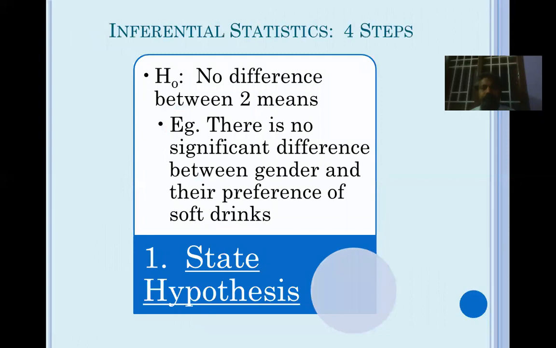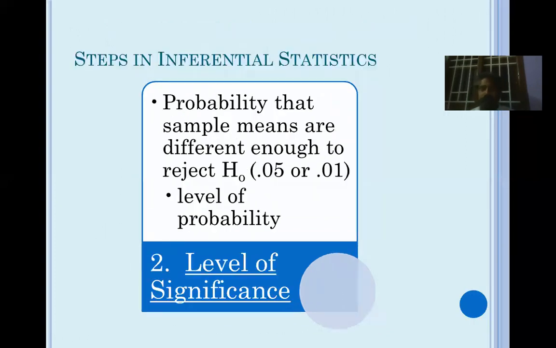Fine, good. So what are the 4 steps you need to follow in testing your hypothesis? First of all, you should state your hypothesis. You should write your hypothesis. For example, there is no significant difference between gender and the preference of soft drinks. Fine. It's a very simple hypothesis. You have to write the statement. Then you fix your level of probability, level of significance. As I told you, either you can have 5%, or 1%, or 10%. But universally, in social sciences, we go for 5% level of significance. So 0.05 is taken as the cutoff point.